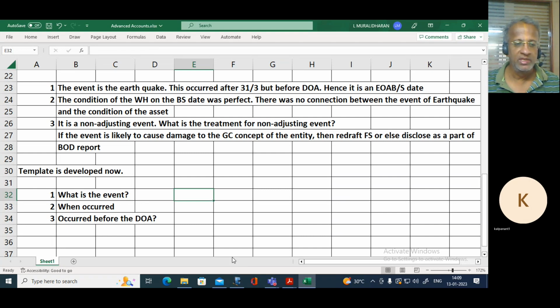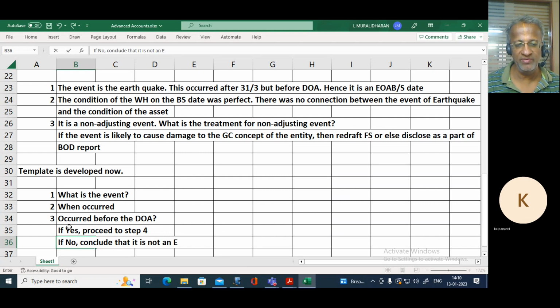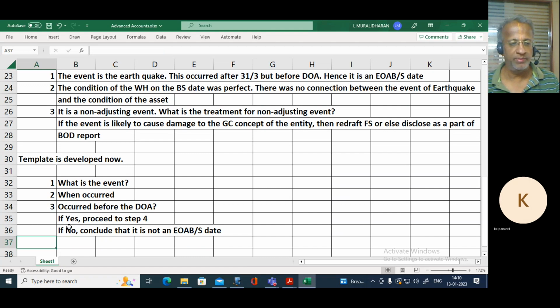Occurred before that. If it is yes, proceed to step 4. If no, conclude that it is not an event occurring after balance sheet date. Correct? Step number 4.